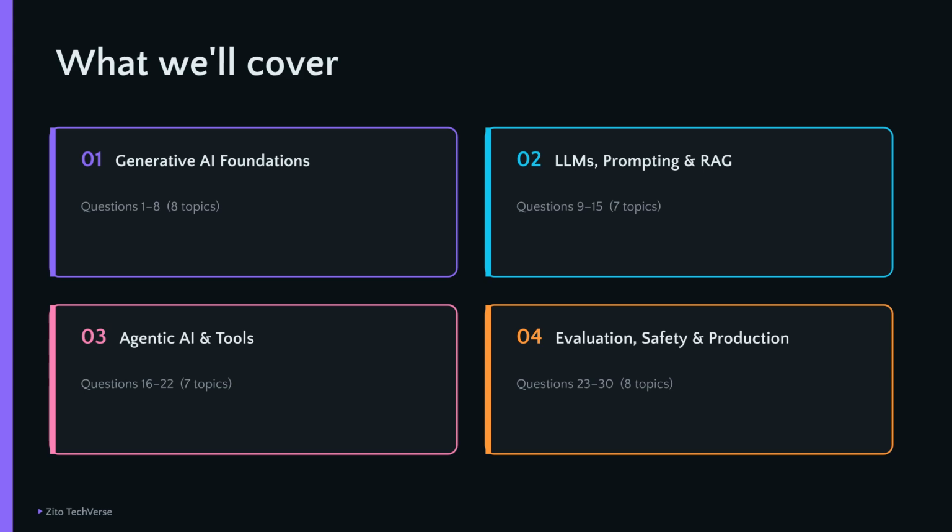Let's get started. Our roadmap is divided into 4 sections: generative AI foundations, LLMs and RAG, agentic AI and tools, and finally, evaluation, safety, and production. These 30 questions cover the spectrum from beginner to advanced concepts.